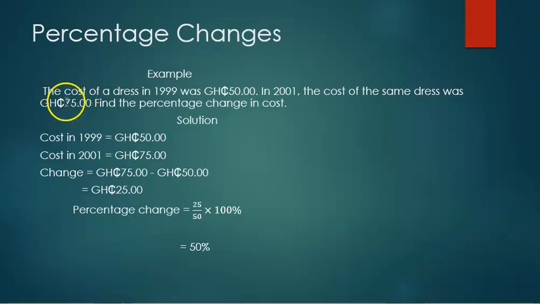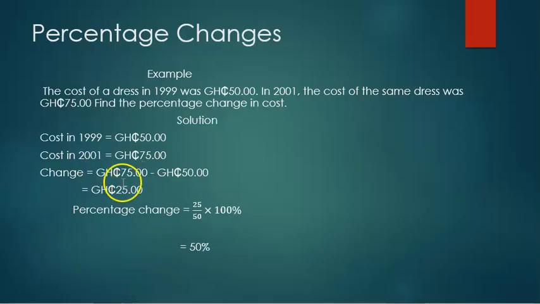So this is a typical example of a percentage change question. The cost of a dress in 1999 was 50 Ghana cedis. In 2001, the cost of the same dress was 75 Ghana cedis. Find the percentage change in cost. So initially, in 1999, the dress was 50 Ghana cedis. In 2001, there was an increment, so it's moved up to 75 Ghana cedis. Now we want to find the percentage change.